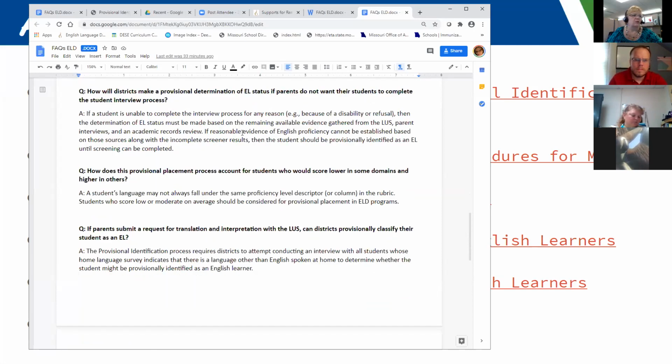How will the districts make provisional determination if the parents do not want their students to be evaluated? So we've had that situation come up several times, that the parents just don't want to bring them in, or they don't want to mess with the online or anything like that. And then in that case, use your language use survey and your phone conversation to provisionally place them based on that information. But as soon as you're able, go ahead and give that screener.